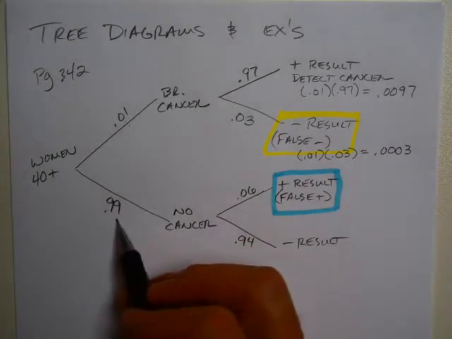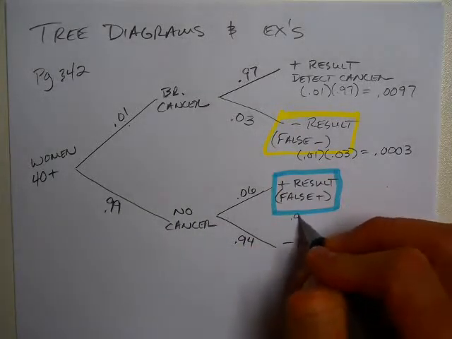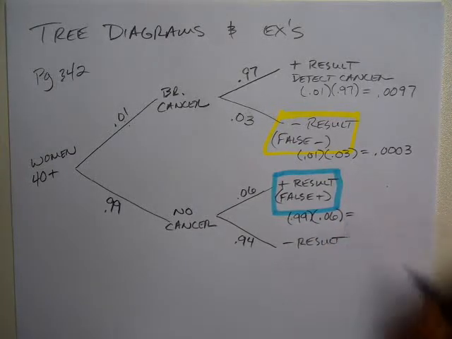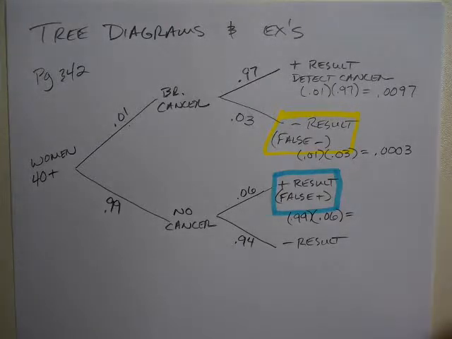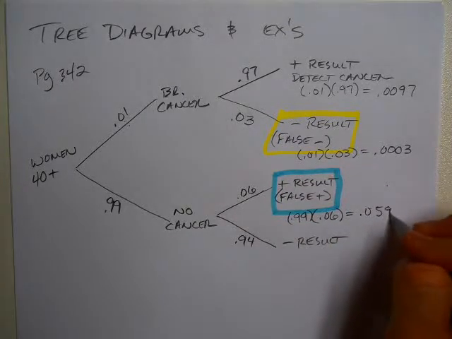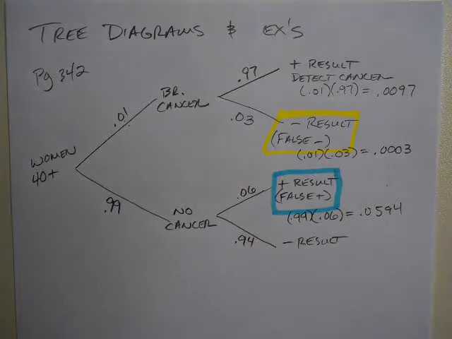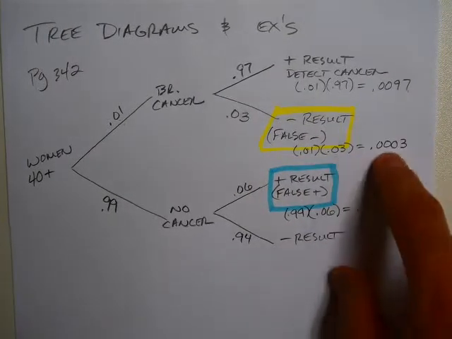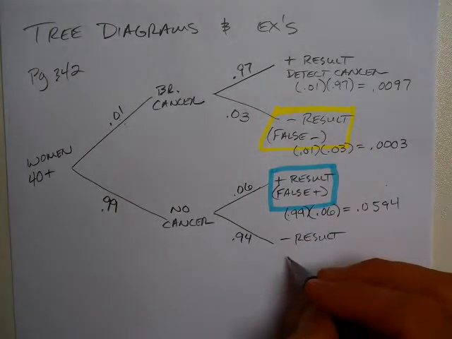Here, we've got 99% of the women don't have cancer, but 6% of them are going to test positive for it even if they don't have it, which is 0.0594. So about 6% of them, or 594 out of 10,000, are going to think that they have cancer, at least for a little while, until they find out that they don't. Okay. That's pretty scary. This is terrifying. That's definitely terrifying. That's really scary. But you'd never know.